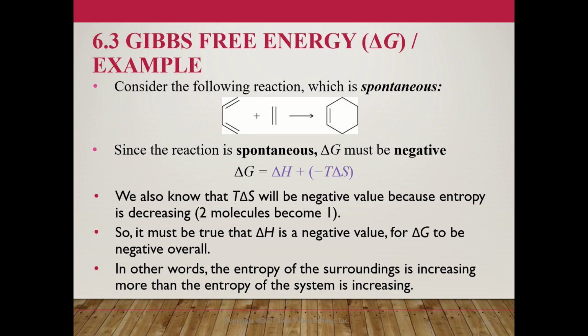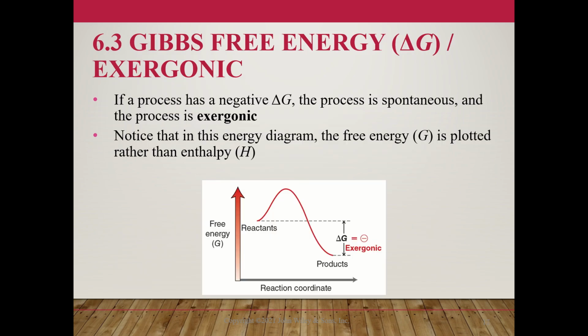Mainly because if delta S is negative and T, temperature in Kelvin, is always positive, then negative T delta S would be a positive parameter. In order for delta G to be negative, then delta H needs to be very negative. So the entropy of the surroundings is increasing more than the entropy of the system is decreasing.